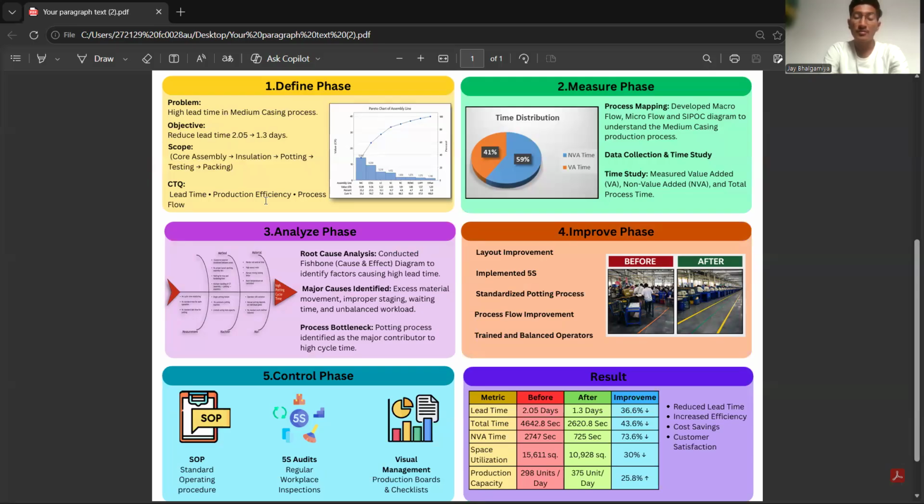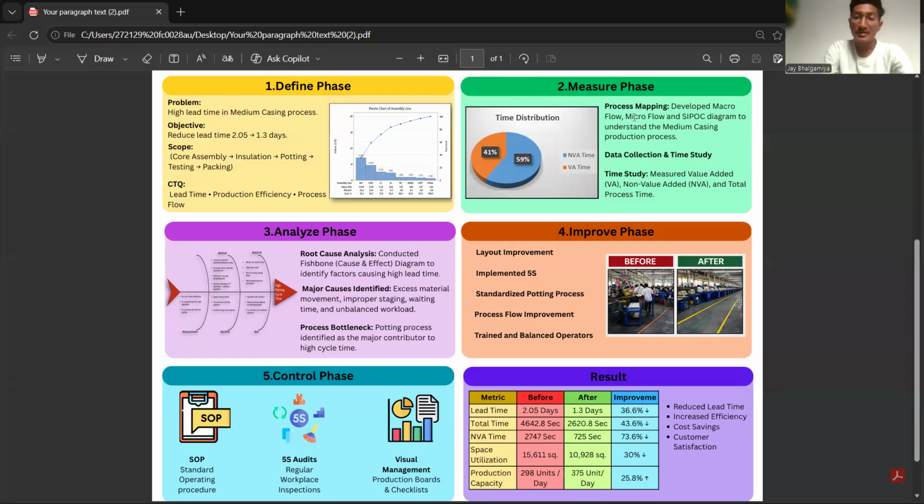The first one is the define phase, where we clearly identified the problem of high lead time, set the goal to reduce it from 2.5 to 1.3 days, and identified the process scope from core assembly to packing. Second one is the measure phase. We clearly made a process map, flow chart, and SIPOC diagram.